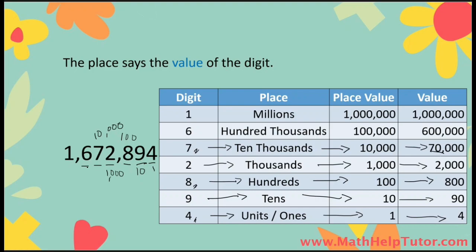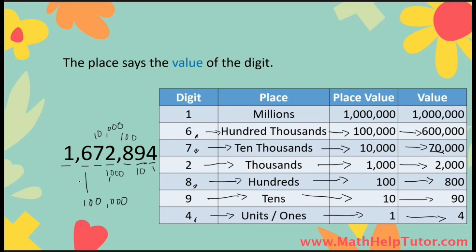The digit 6 is in the 100,000s place. And since we know the place value of the 100,000s place is 100,000 and that there are 6 instances of this place value, then we know that the value of the digit 6 in this number is 600,000.